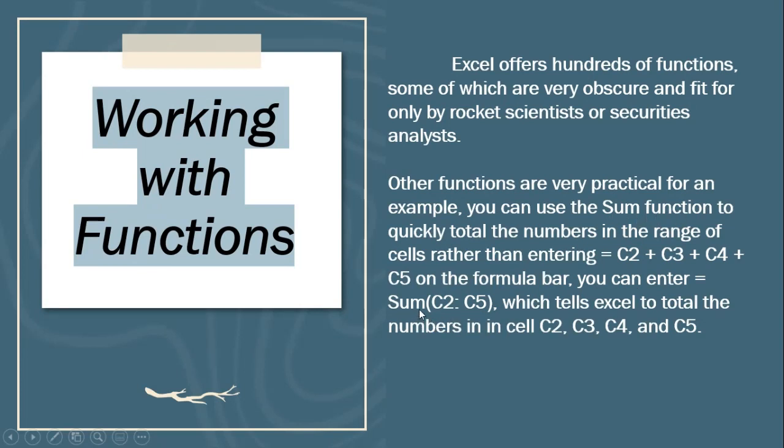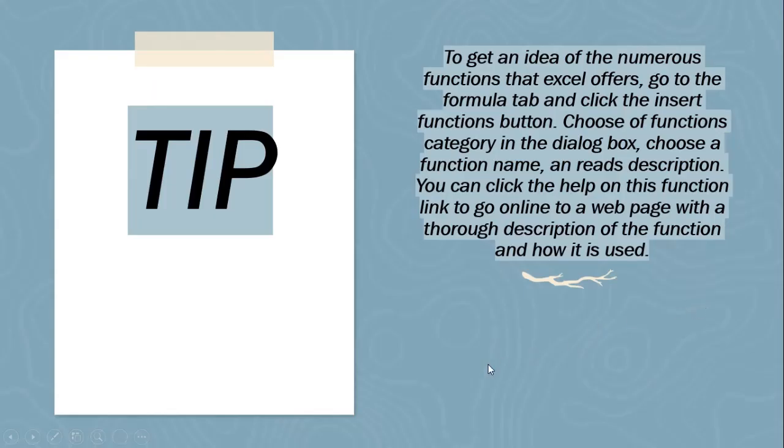To use the sum function, you just have to write the equal sign, then sum, and use parentheses. Inside, you use the first cell address, then a colon, and then the last cell address. It will do the sum for you from this cell to this cell. This is the benefit of using a function, that it can do your work very fast. So let's move on.